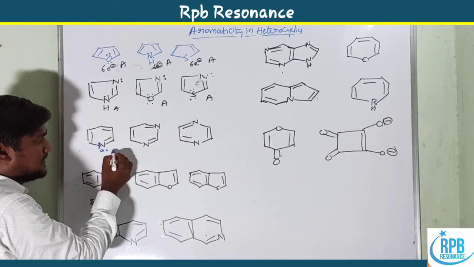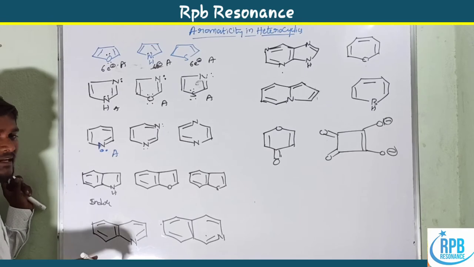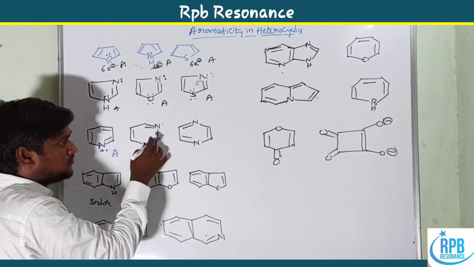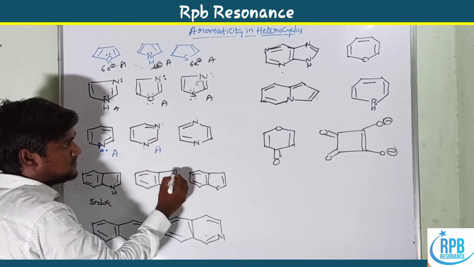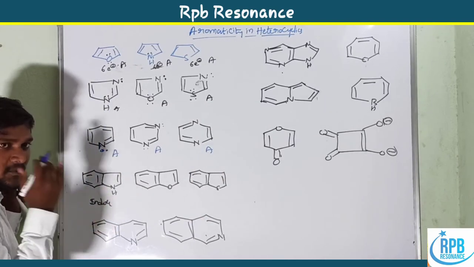Now it's totally 6 electrons, that is aromatic. Here it has 2 lone pairs, but it is still participating in the double bond formation. That's why only 5 bonds are calculated. 6 electrons, aromatic; here also 6 electrons, aromatic. Okay, now here indole, that is nothing but benzopyrrole.